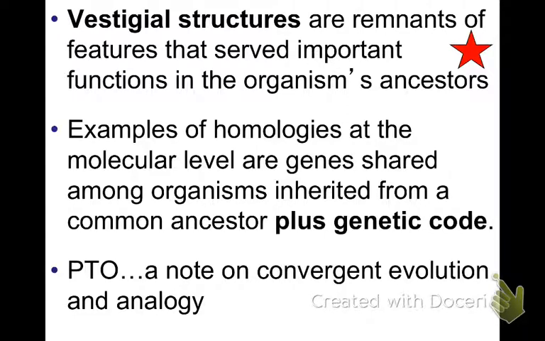Okay, you also see examples of homologies at molecular levels when you look at the genetic code. And the genetic code is universal. No matter if you are a lowly bacterium or a human being or a fish or a frog or a bat or a cow, the genetic code is common. And that also helps us understand that we have a common origin.